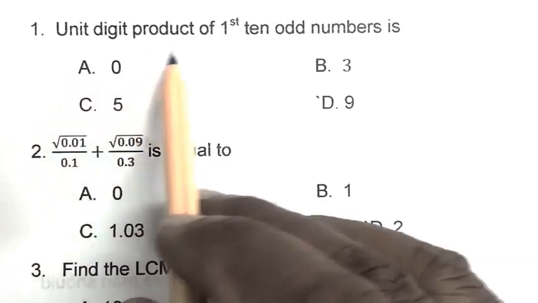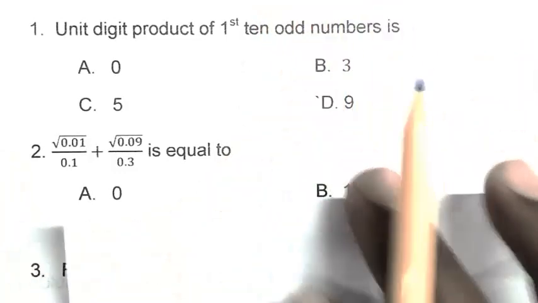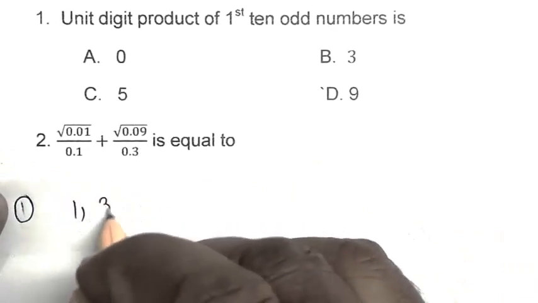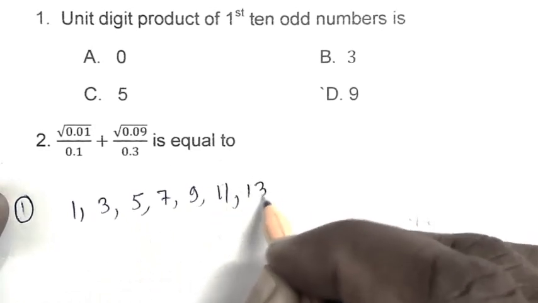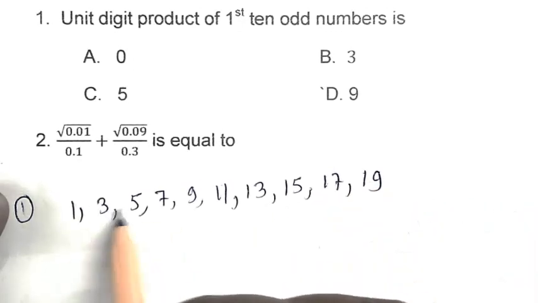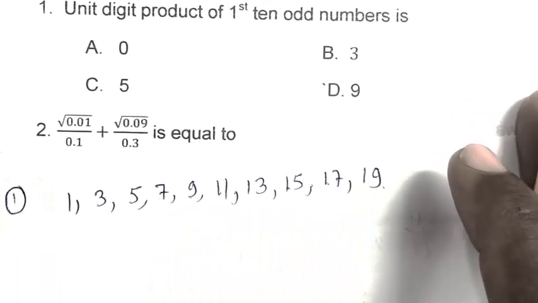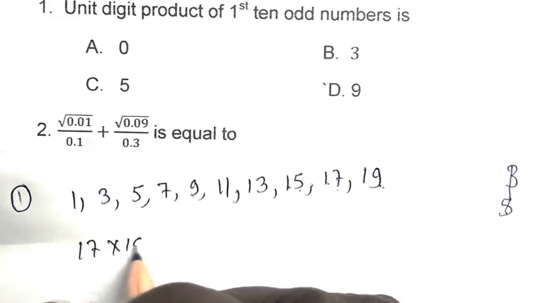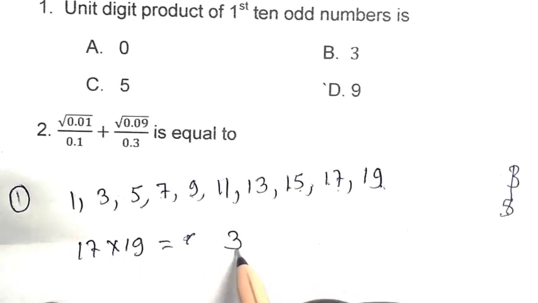Question number 1. The unit digit of the product of the first 10 odd numbers is. First we write the first 10 odd numbers: 1, 3, 5, 7, 9, 11, 13, 15, 17 and 19. We calculate one by one. First 17 into 19, the unit digit is 3.